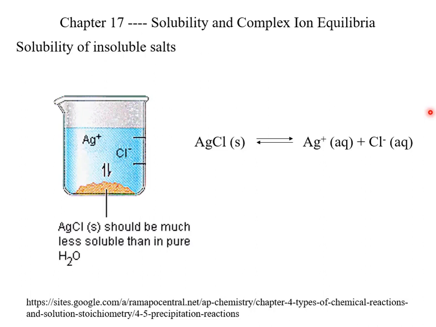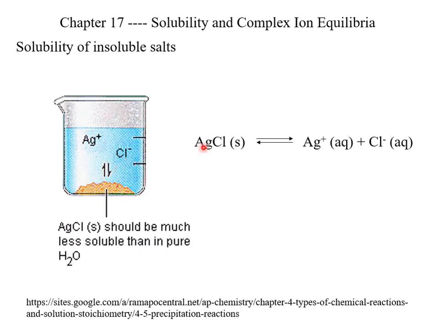In this video, we're going to start a new chapter with solubility and complex ion equilibria, although we're actually only going to focus on solubility. So we're talking about the solubility of insoluble salts. As you know, silver chloride is insoluble. But in reality, when we say that, yes, there's a large amount of silver chloride in the bottom of this beaker, some of the ions still make it up into solution.